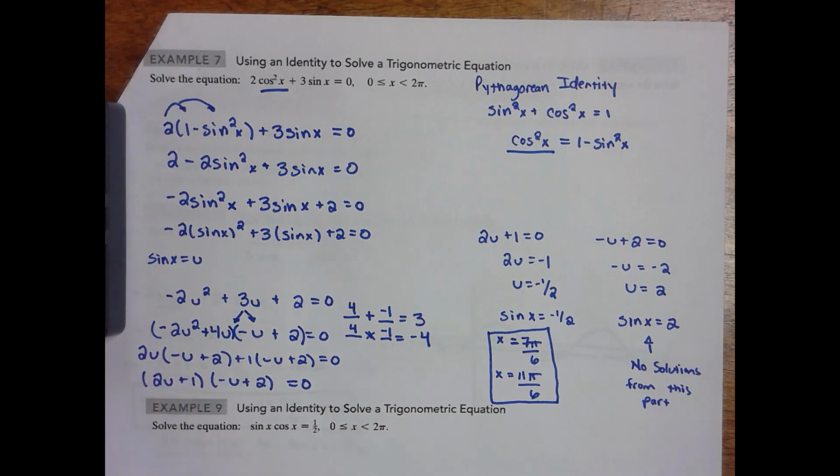So then getting u by itself, u is, which is sine of x. And so we're trying to find the angles where sine of x equals -1/2, which is 7 pi over 6 and 11 pi over 6. And it equals 2. Nowhere.